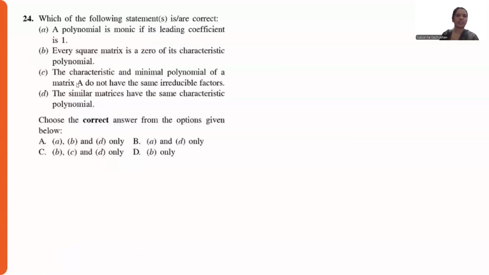Okay. Now here they are saying which of the following statements is correct. A polynomial is monic if its leading coefficient is 1, which is correct. Every square matrix is a zero of its characteristic polynomial. It is also correct. The characteristic and minimal polynomial of the matrix A do not have the same irreducible factor. This is false. Similar matrices have the same characteristic polynomial. This is also going to be true, right? Okay, let's see what they have given.